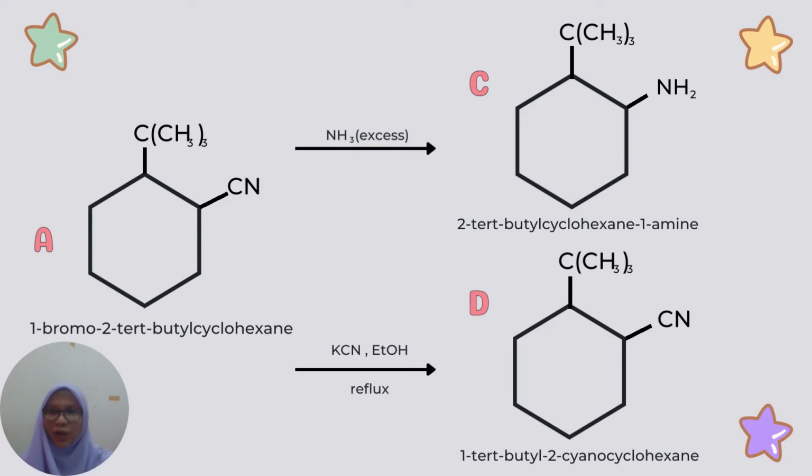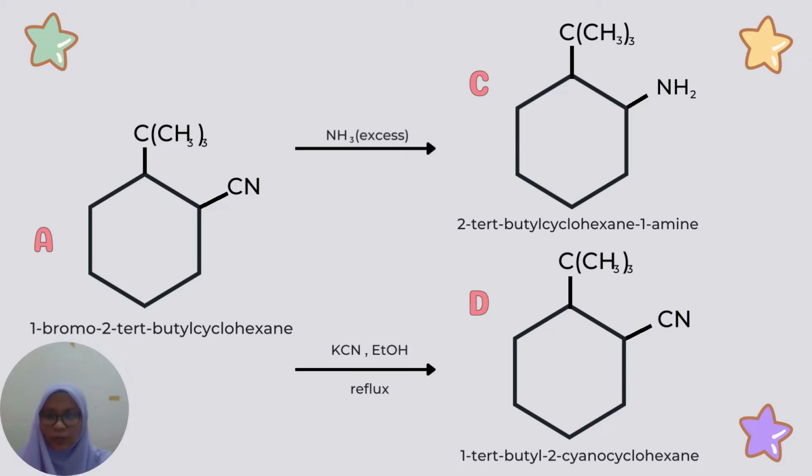Moving to the next part, compound A will react with excess ammonia to form compound C. The nucleophile is ammonia. In this reaction, cyano will be substituted by amino group, which is NH2. So the compound C will form is 2/3 butyl cyclohexane 1-amine, which is also primary amine.